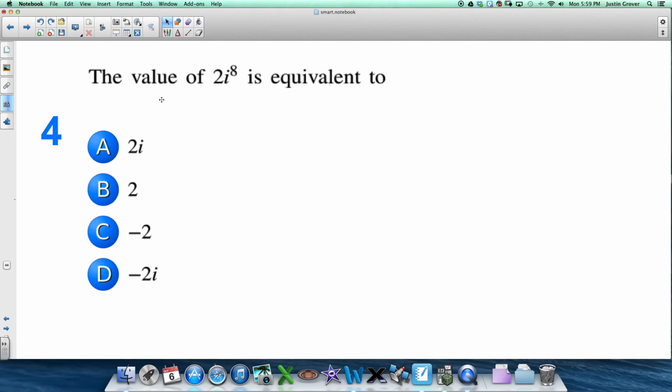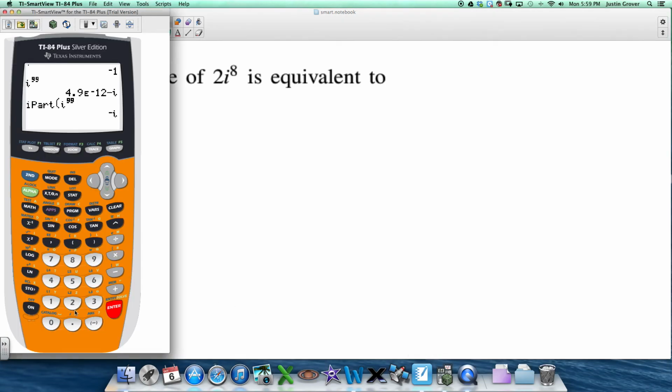This next one asks: the value of 2i to the 8th is equivalent to what? Well, the first thing you're going to do with these problems is type into your calculator 2i to the 8th, hit enter, and if it works, you're great. If it doesn't work, then you have to go to math and try your iPart. So go math over to number, choice 3, and now let's type in 2i to the 8th and see if that'll work for us. And it does. The answer is 2.